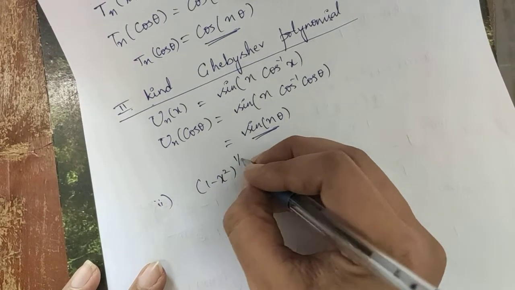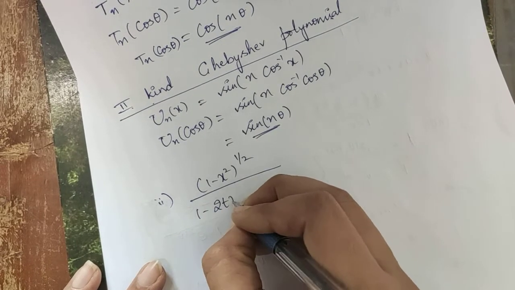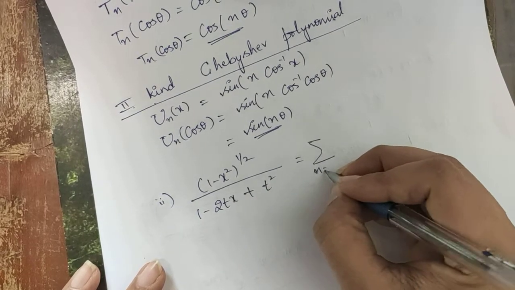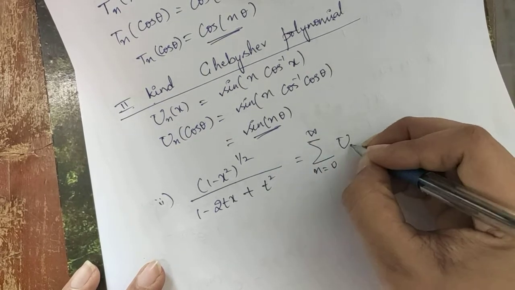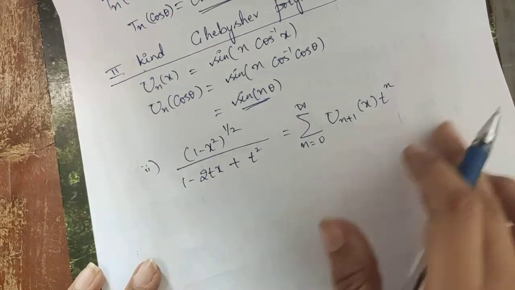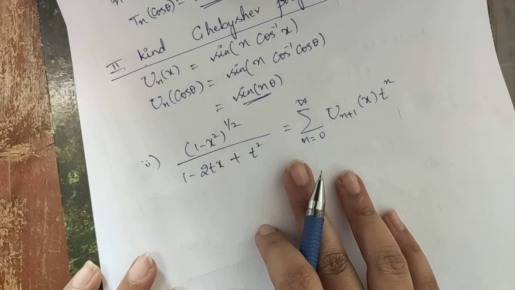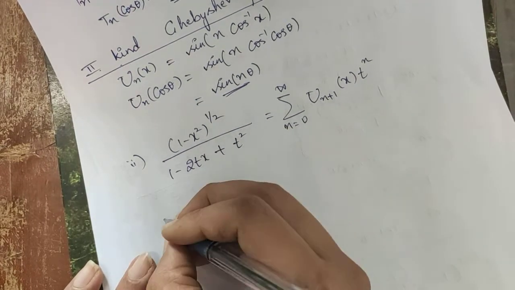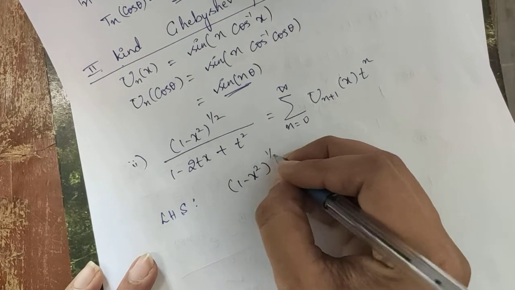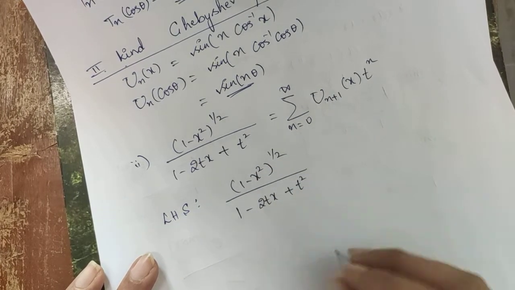So let's see the generating function for the second kind, that is 1 minus x square whole power 1 by 2 divided by 1 minus 2tx plus t square is equal to summation n is equal to 0 to infinity Un plus 1 of x into t power n. So I have to prove this now. This is the generating function for the second kind of your Chebyshev polynomial. So again I will consider the LHS part. This is nothing but 1 minus x square whole power 1 by 2 by 1 minus 2tx plus t square.